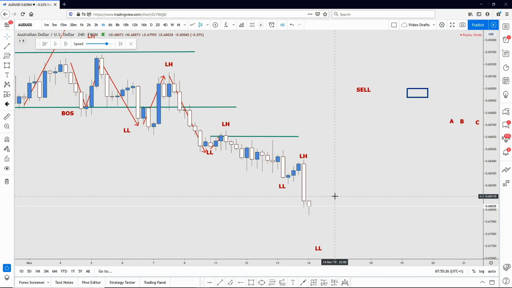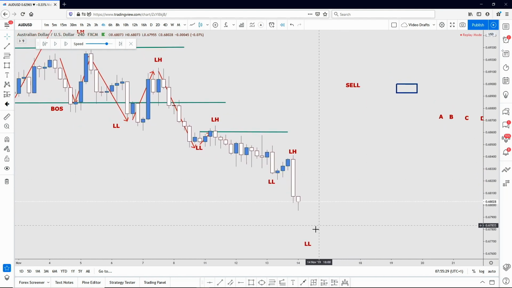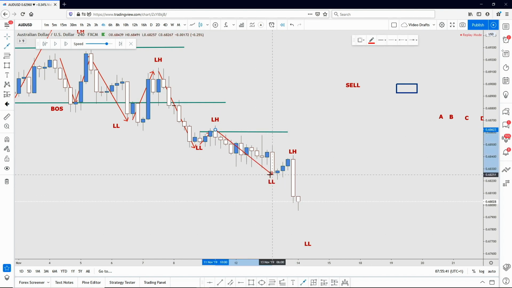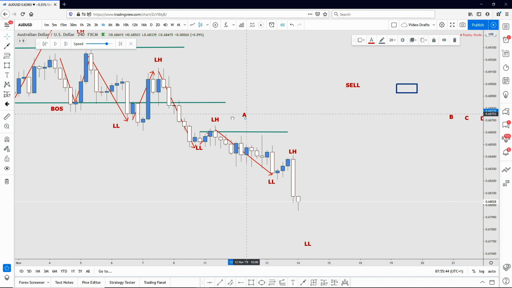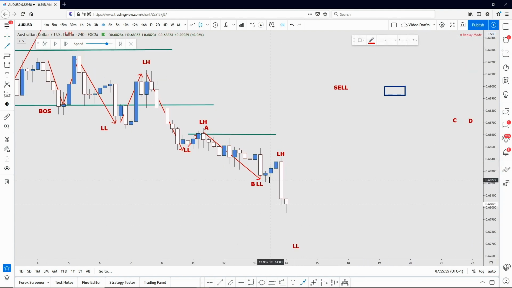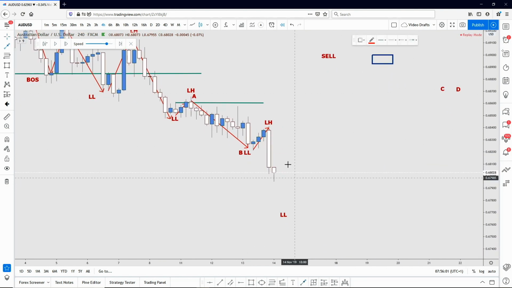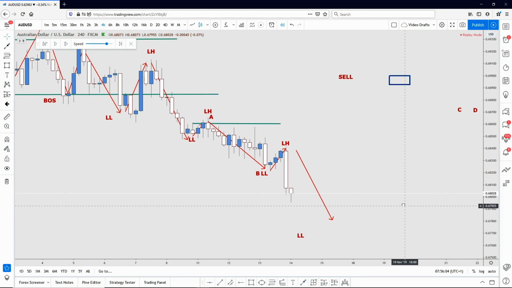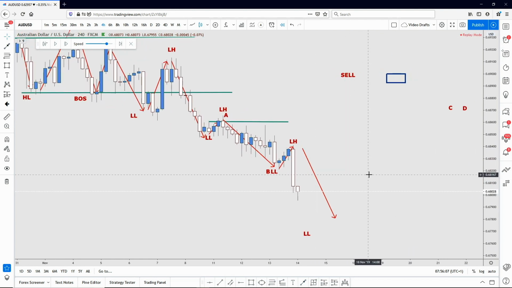So right now we're just practicing drawing Fibonacci on a downtrend. So I'm going to bring my Fibonacci tool. So we made a lower low, lower high, lower low. So this is a new impulse wave. New impulse wave. It's going to be point A is our starting point. Point B is where the wave kind of slowed down or stopped. Point C is our retracement. And then point D is our extension. So again, we're just practicing drawing Fibonacci on a downtrend.